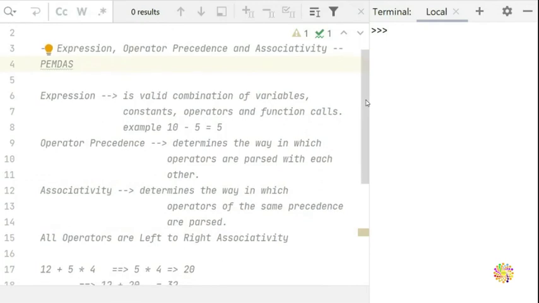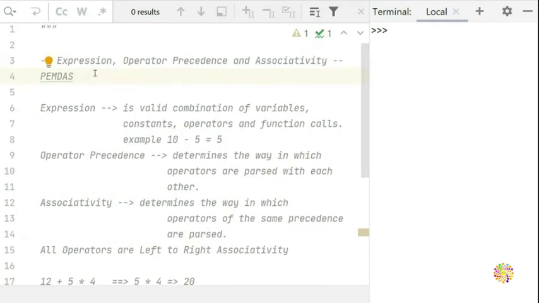Okay, so first, before we go into any of this, we're going to look at expressions. What is an expression? An expression is a valid combination of variables, constants, operators, and function calls. So 10 minus 5 is just an expression. This is what we call an expression in Python.